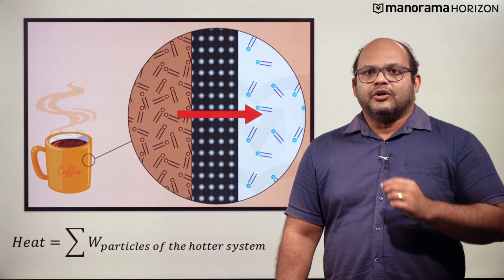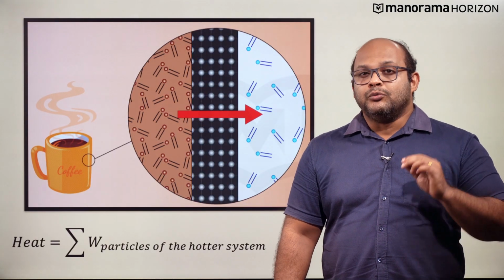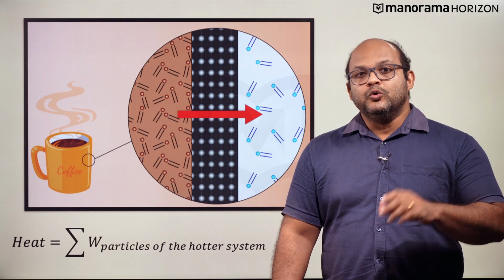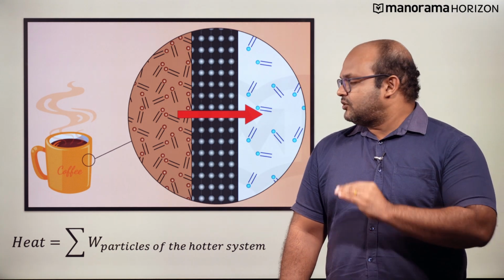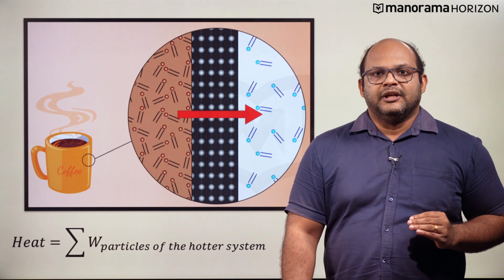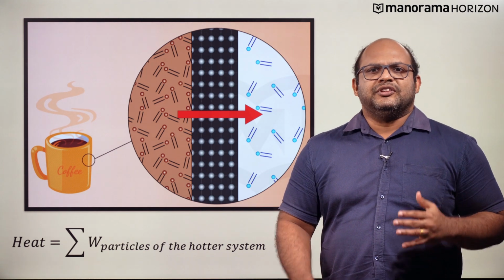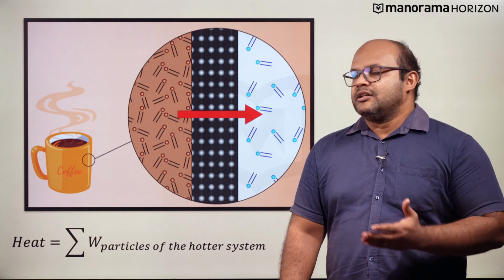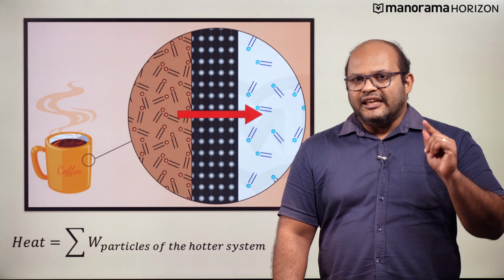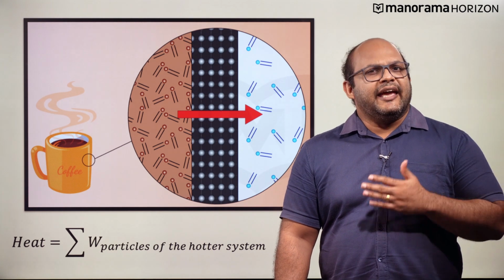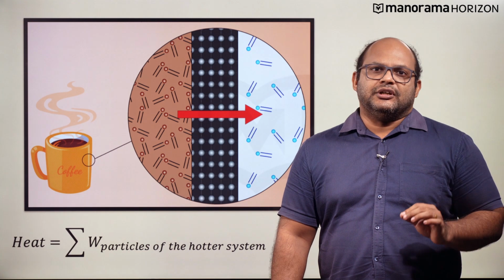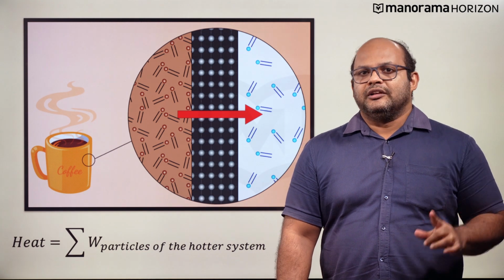The particles of the hotter object have more kinetic energy. This means that they have the ability to do more work. The particles of the hotter body do work on the particles of the colder one. Heat can also be considered as the total work done by the particles of the hotter body on the colder body. And therefore, heat is measured in joules, just like any other form of energy. However, temperature is measured using a different unit called kelvins.